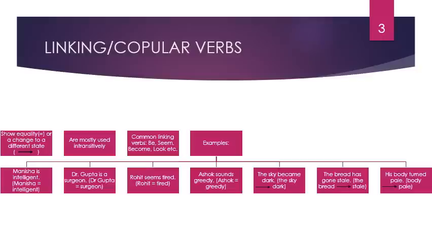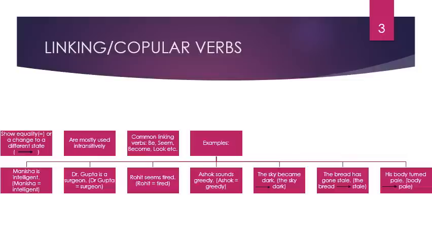Here are a few examples of linking verbs which will make it very clear what exactly linking verbs are. The first example, Manisha is intelligent. Therefore, it states equality. Who is intelligent? Manisha is intelligent. That means there's an equality between the two, Manisha and intelligent, right? Mr. Gupta is a surgeon. So, who is Mr. Gupta? He's a surgeon. Again, equality. Rohit seems tired. Who's tired? Rohit is tired. Again, equality. Likewise, Ashok sounds greedy. Who sounds greedy? Ashok sounds greedy.